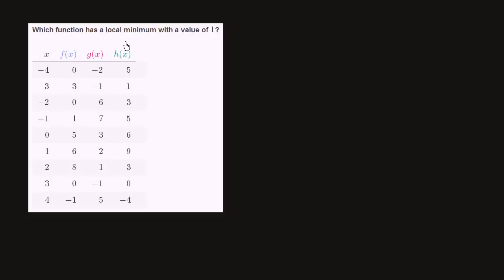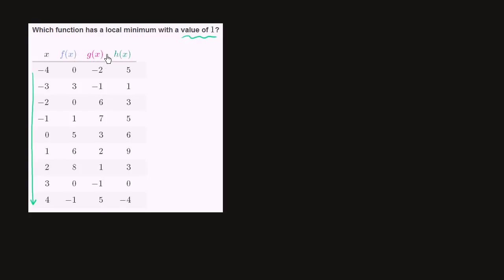Which function has a local minimum with a value of 1? So let's think about this a little bit. They tell us the x values, and we see x increasing from -4 all the way to +4. So our x values are increasing, and they give us different functions here.